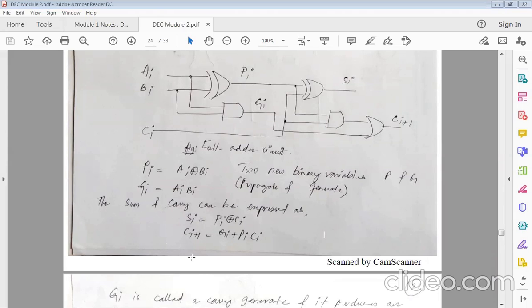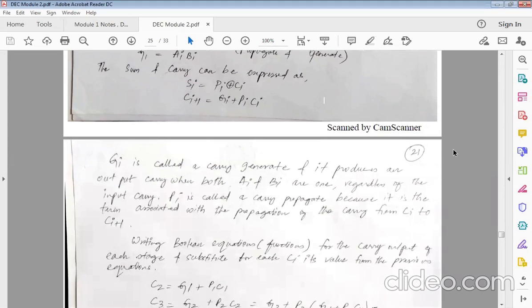Similarly, my CI plus 1, that is the next stage. So in the next stage, what is happening? This is nothing but my GI. GI is here, plus PI into CI. What is this PI? PI is coming from here. So PI is here, CI is here, and then that is getting added with GI. So now we get started with our multiple stage.